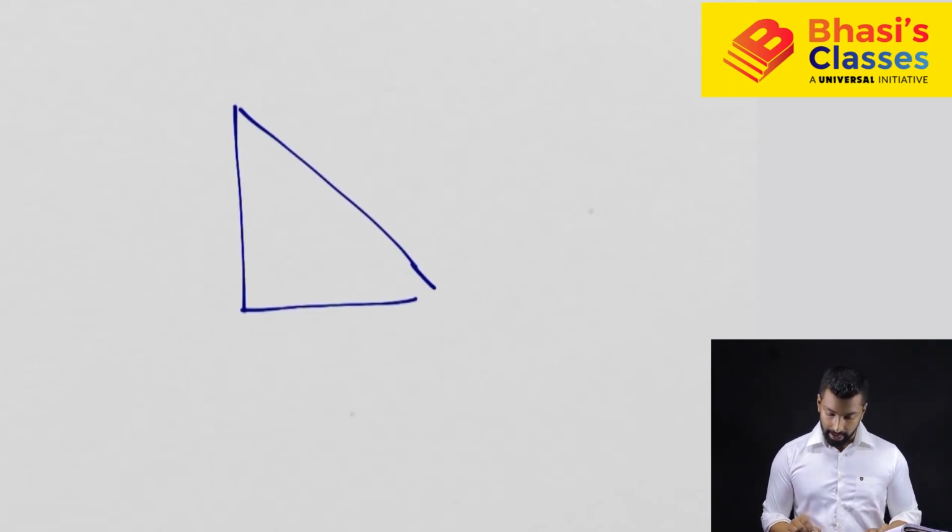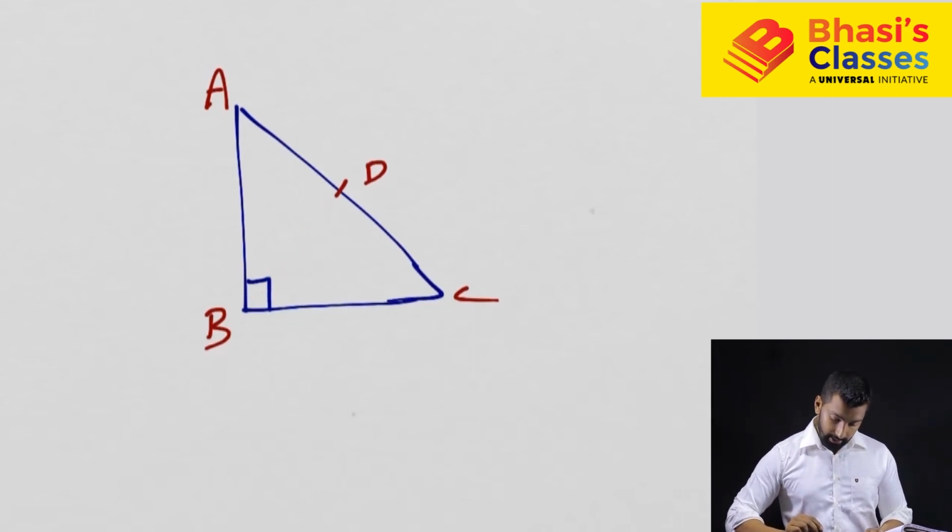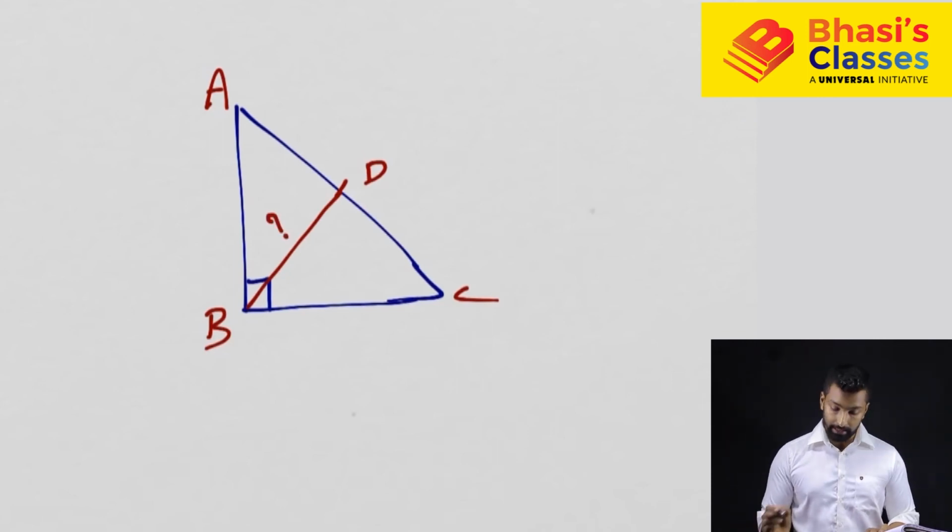I have seen this question in a previous paper. It was like this. You have a right angle triangle, okay? So ABC is a right angle triangle. D is the midpoint of AC, and they asked for the length BD. What is the answer?